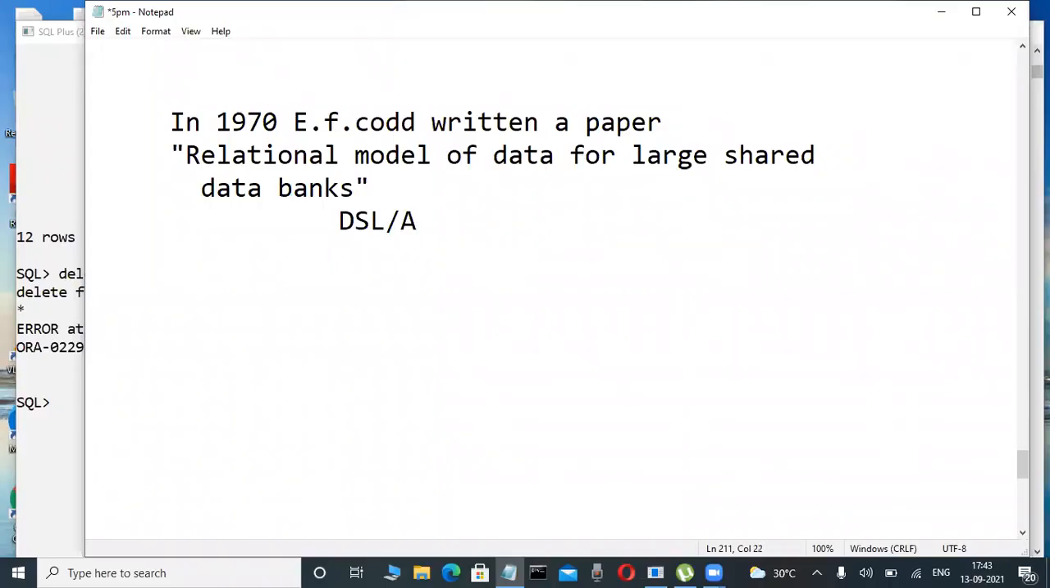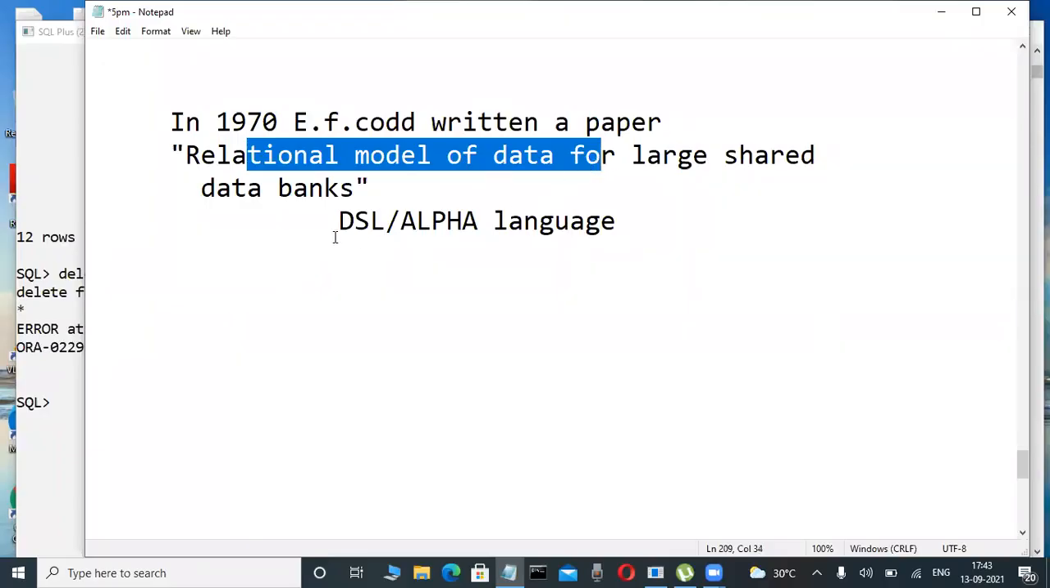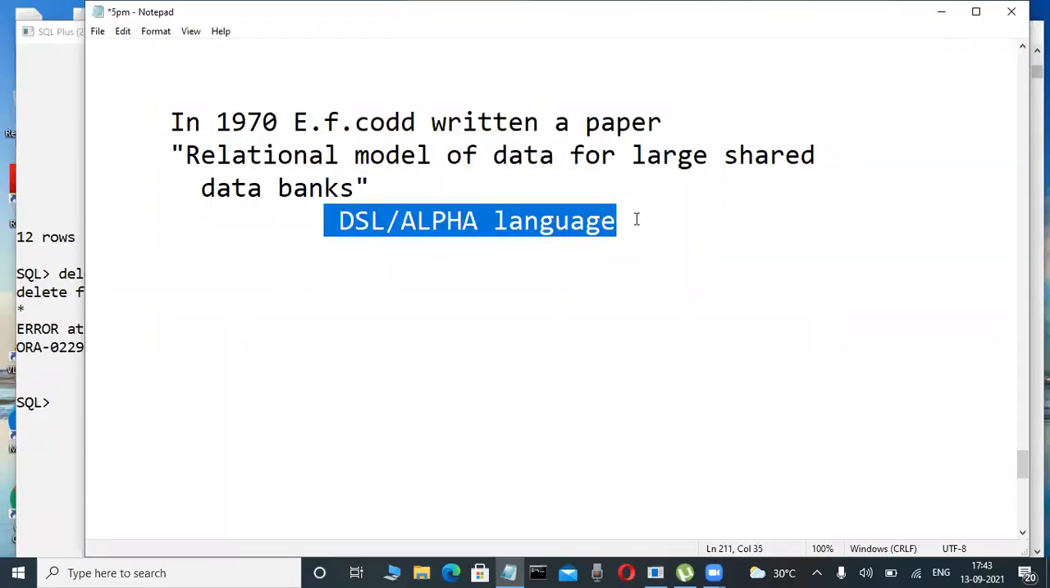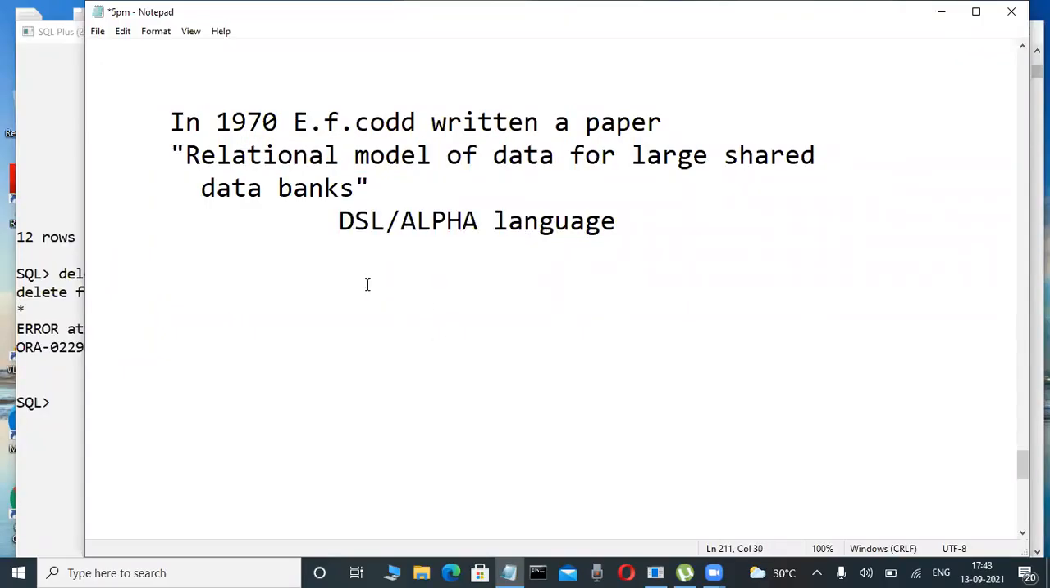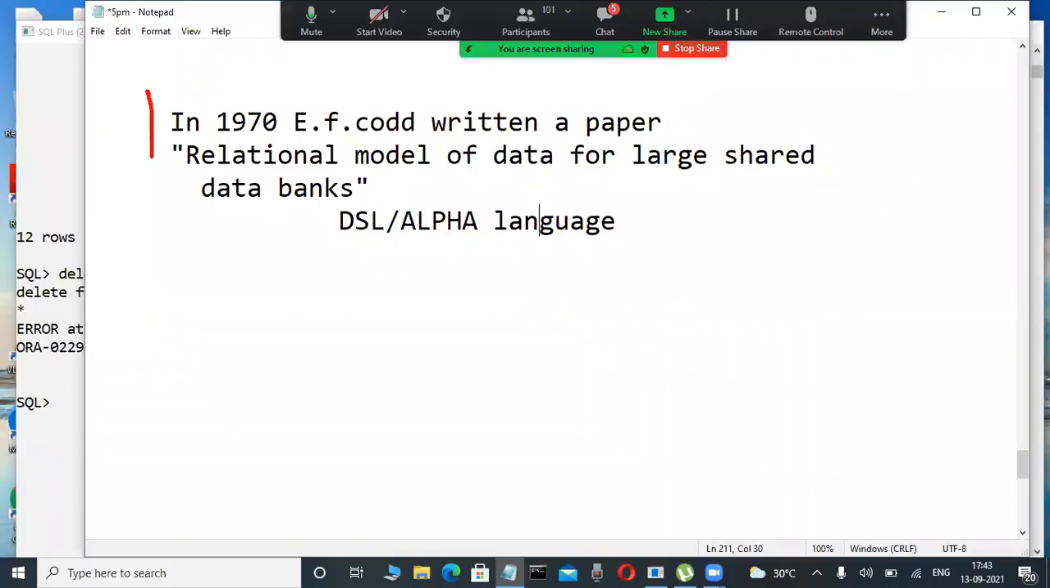And now actually, what is the language he introduced in 1970? DSL Alpha is a language. Nowadays, this language name is what? SQL. Observe here, language. Now slowly observe here. DSL Alpha language, which is used to operate these relational data model products. Nowadays, this language name, DSL Alpha language name, is what? SQL. Observe it here. Not completed. Now check it out. 5 minutes concentrate here.